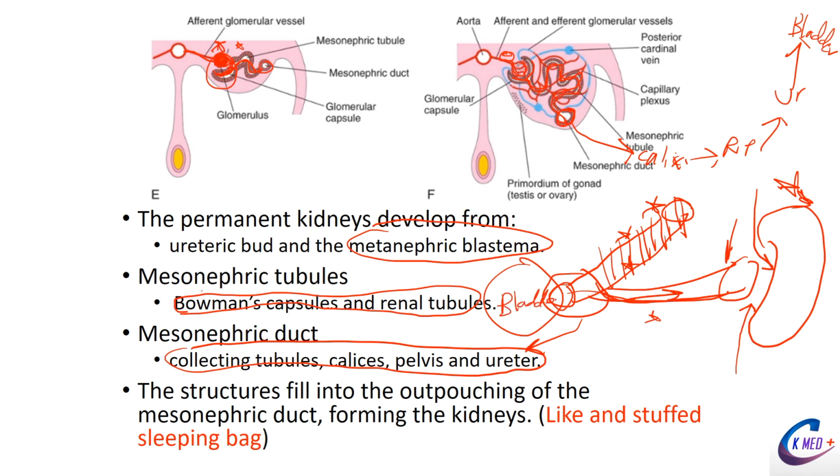So hopefully this should make sense, far more than your embryology lectures probably pointed out. They probably just have a bunch of pictures and they're like, that's the glomerulus, that's the glomerular capsule, that's the mesonephric duct, mesonephric tubule, afferent glomerular vessel. And you're like, okay, and how does this make sense? Well, that's how that makes sense, is right here.